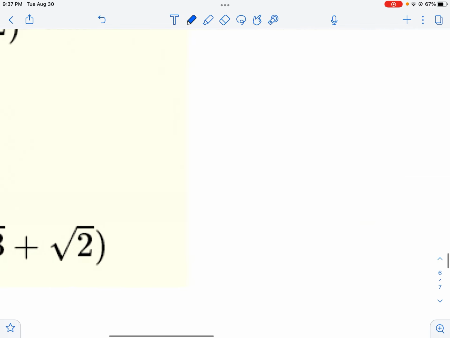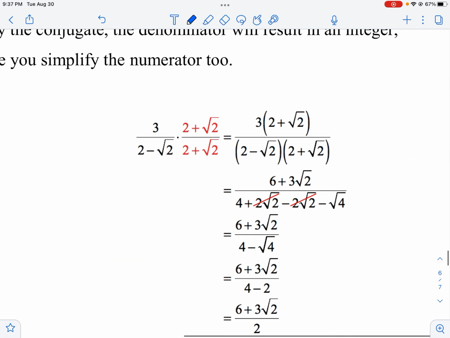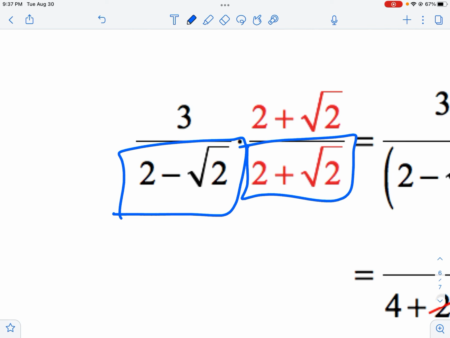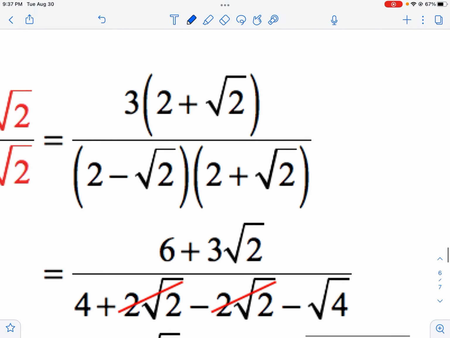We're going to do another example, but it's kind of what it looks like. So here we have this in our denominator. You multiply the top and bottom by the conjugate, so it's 2 plus root 2, 2 plus root 2. And you times across top and bottom.